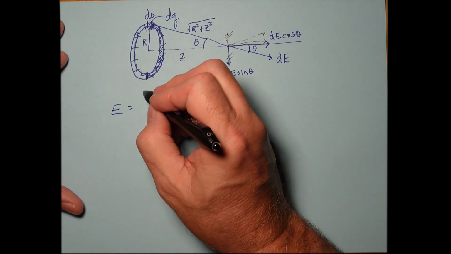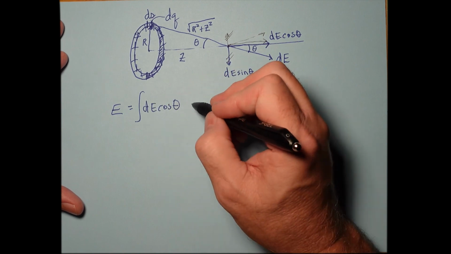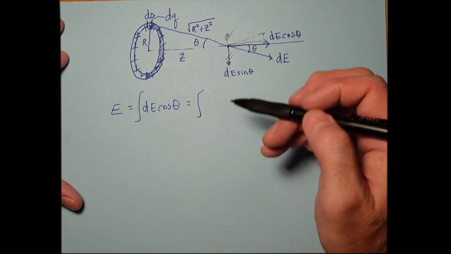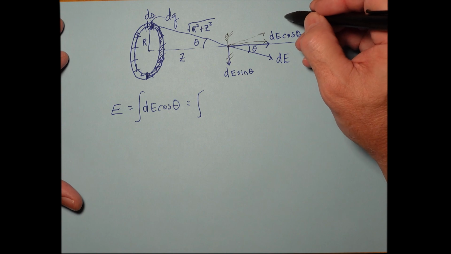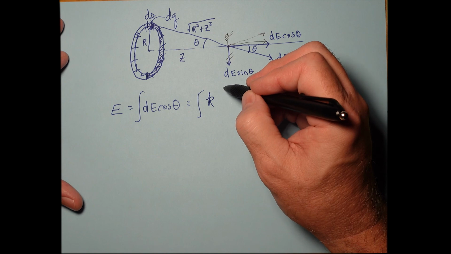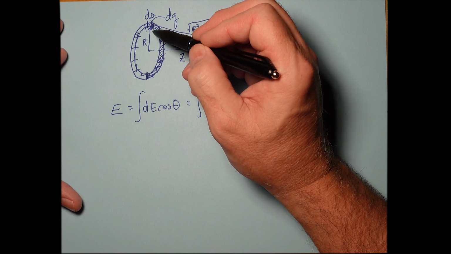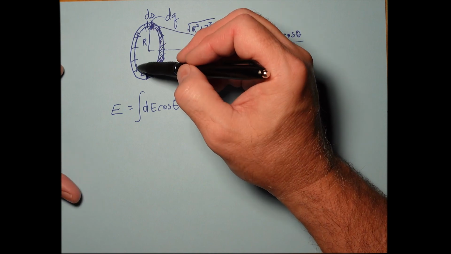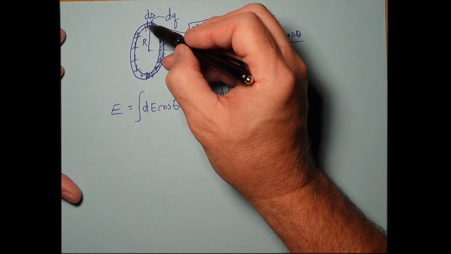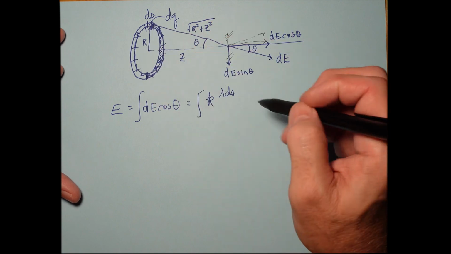So the total E is going to be the integral of all of the dE cosine theta components, and the integral of the dE. Now let's think about what dE is going to be. dE is going to be K times Q. Well, what's Q? If this is a charge distribution so thin that we can treat it like a line, then that's just going to be lambda times ds, where ds is that little section right there, and we're going to have to integrate around that whole circle.